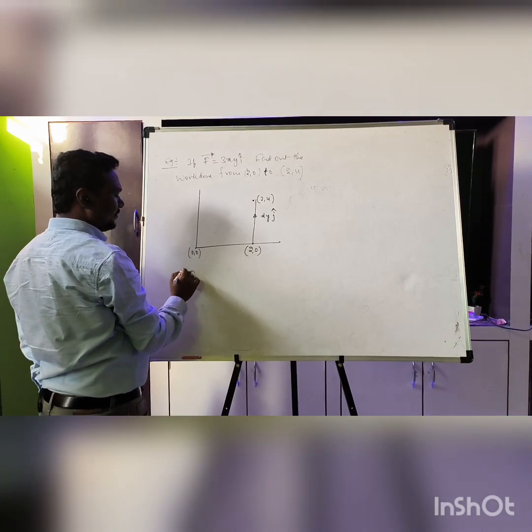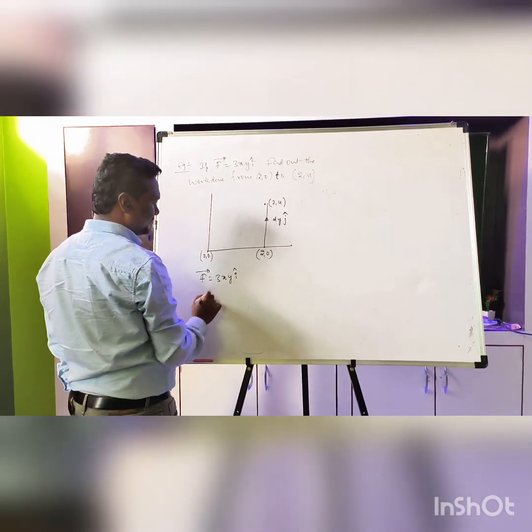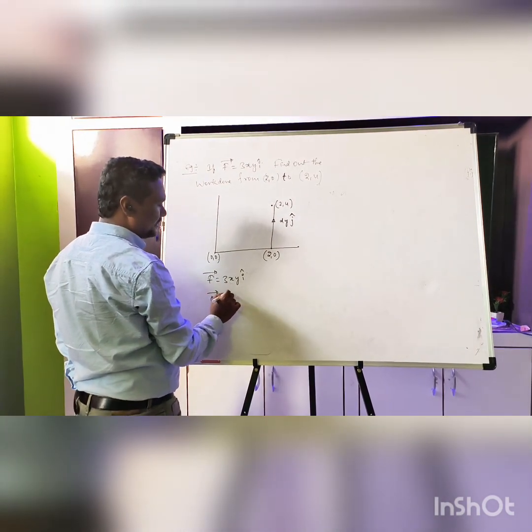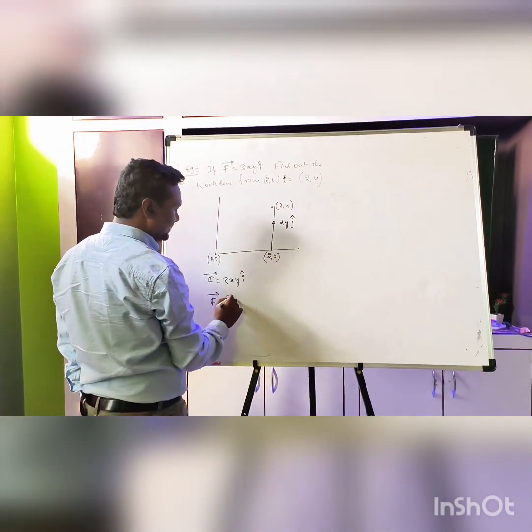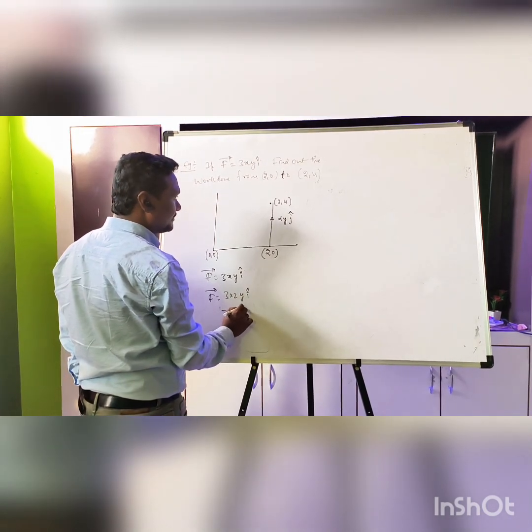Suppose F bar, what is F bar? F bar is equal to 3xy i cap. So F bar is equal to 3 into, what is the x coordinate? The x coordinate is fixed at 2, into y i cap. That is nothing but 6y i cap.